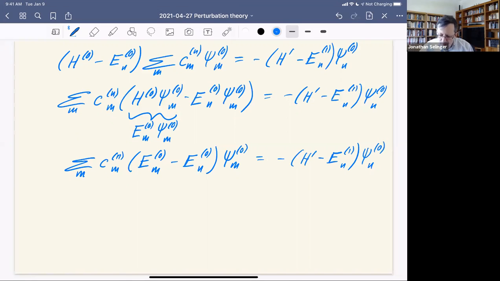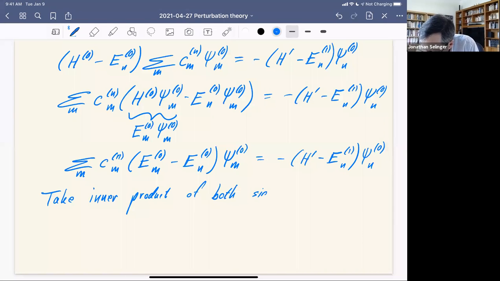Okay, so now how can we work with this? Well, the trick again is to take an inner product of both sides. So let's take the inner product of both sides with a bra corresponding to any of the old unperturbed psi, like psi 0L.